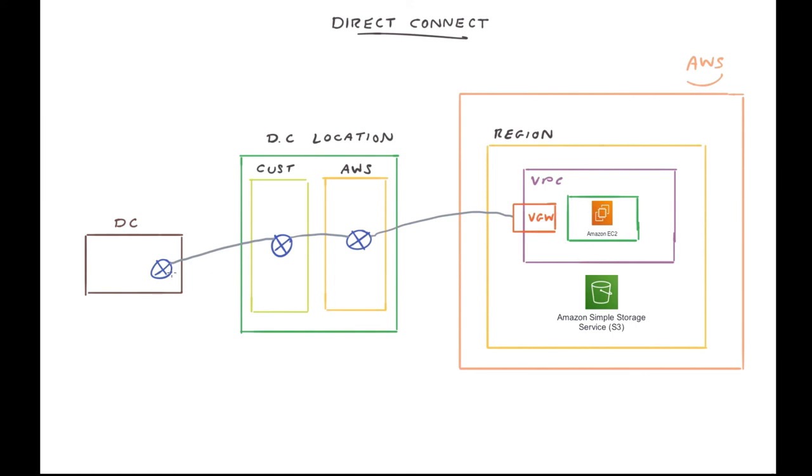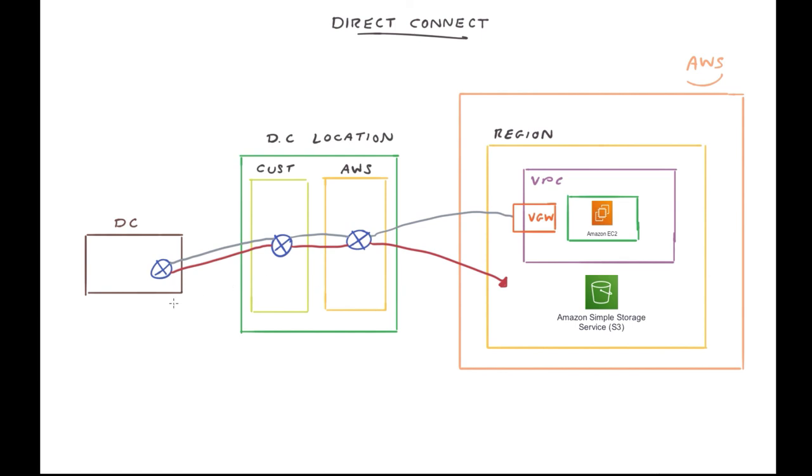Now the second interface is a public virtual interface. So let's use this reddish color for that. Again, the connection comes from your on-premise router into the customer side of the Direct Connect location. Then there's a cross connect across to the AWS router. And from here, it connects to inside of your AWS region. And from here, you can access your public AWS resources such as Amazon S3, etc.